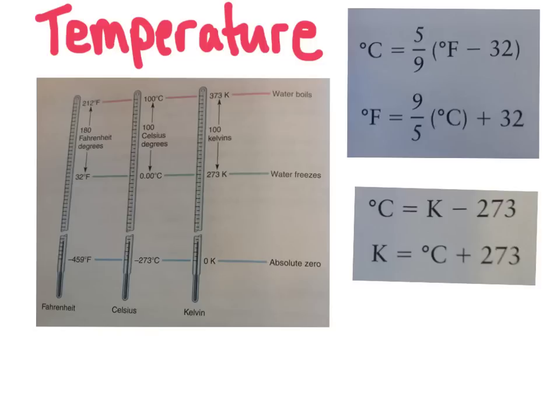The Kelvin scale is used as we get into gas laws and things like that, because we can't have any negatives. And you'll notice both the Fahrenheit and the Celsius scale have negatives. So we need to be able to convert from the Celsius to the Kelvin scale for our gas laws.